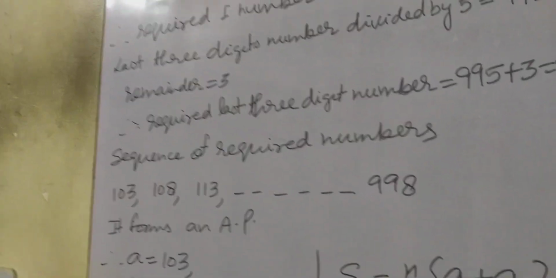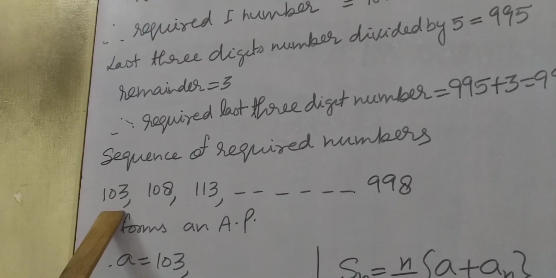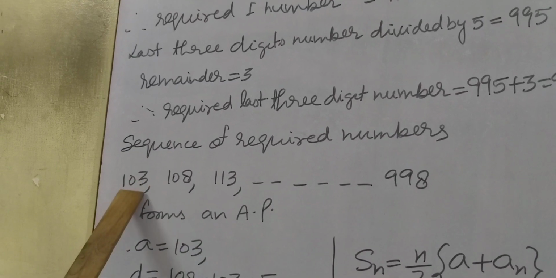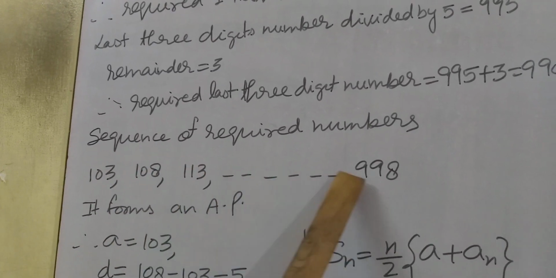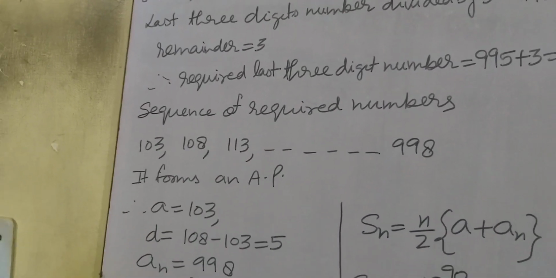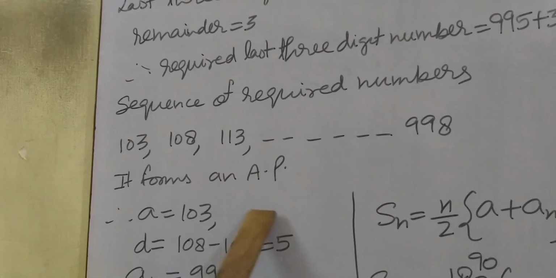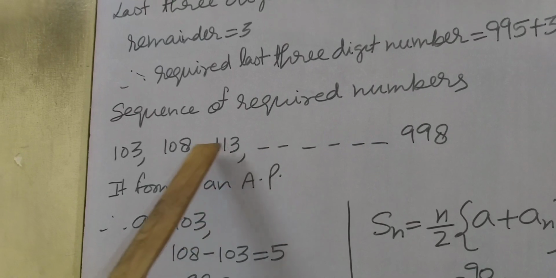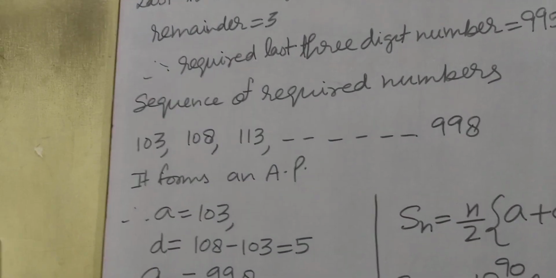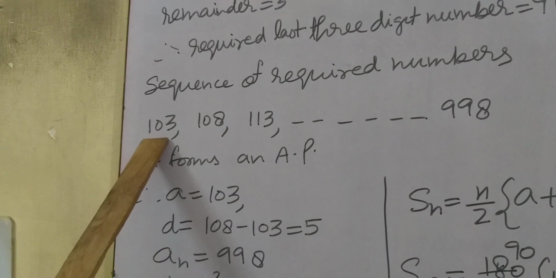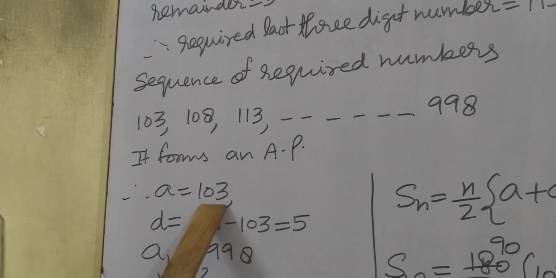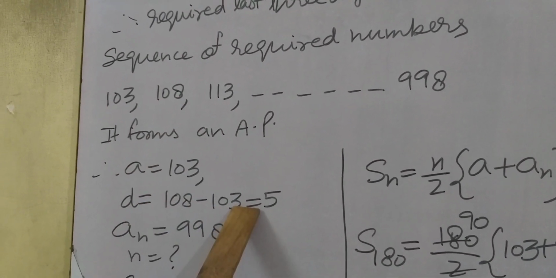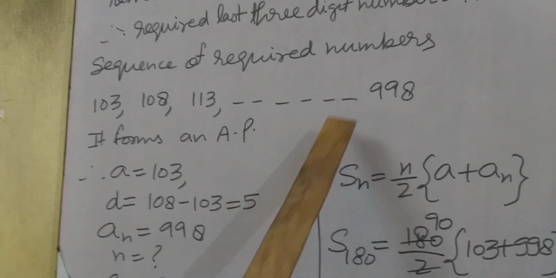Now let us form the sequence, student. The first number is 103, add 5 every time: 103, then 108, 113, and the last number is 998. Now student, it forms an AP because the difference 108 minus 103 is 5, and 113 minus 108 is 5. So it forms an AP. The first term a is 103. d is 108 minus 103, 5. Correct? an equals 998.